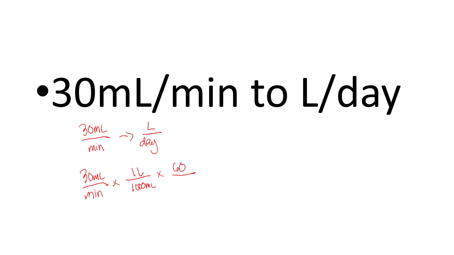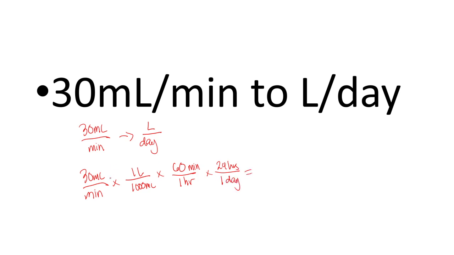On to the next one. We have 30 ml per minute and we need liters per day, so we have a double unit problem. So 30 ml per minute multiplied by the conversion factor. 1000 ml is 1 liter. I want to convert minute into days. There is 60 minutes in 1 hour, and there is 24 hours in 1 day.